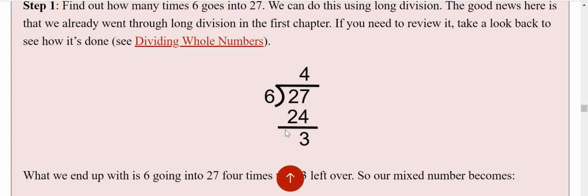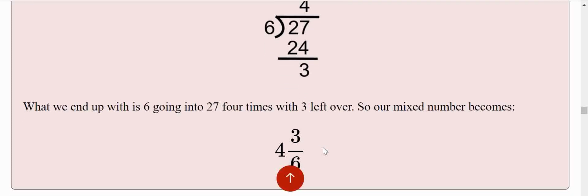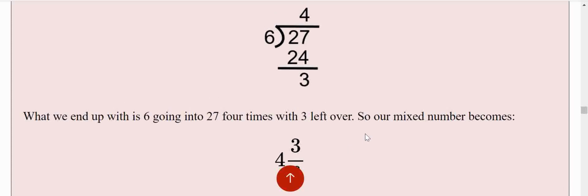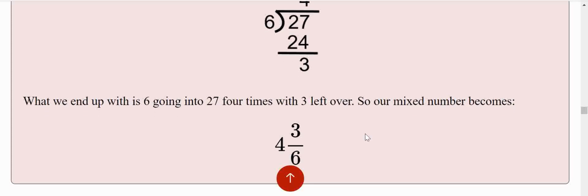So they've taken 6, divided into 27, and we know that 6 goes into 24, 4 times, with a remainder of 3. So our mixed number becomes 4. Notice we take the 4, that's the whole number. We have 3 remaining in our numerator and 6 in our denominator.